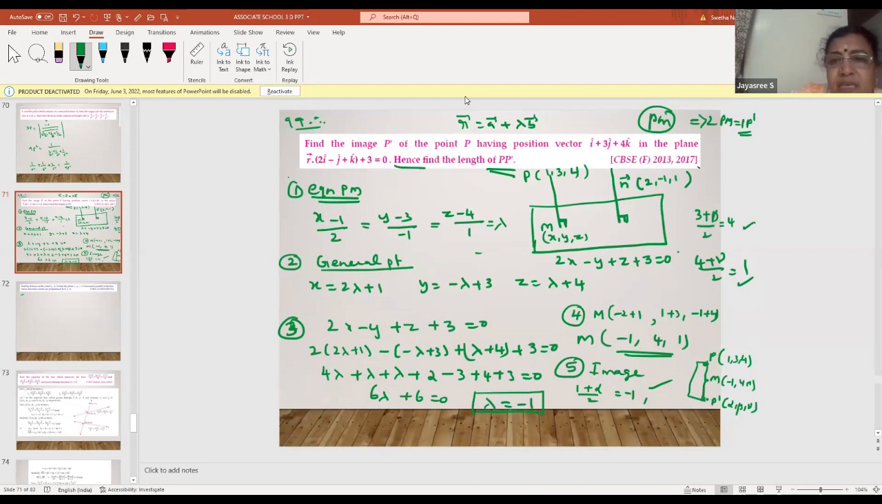But the word "hence" is given. So when "hence" is given, after finding the image only, they can find it using the 11th standard distance formula. If the word "hence" is not there, then they can do it directly using PM. Here we can't do it because the word "hence" is there. So the PP dash length, they have to find it using the 11th standard distance formula. So this is the image question, not there in the reader, but very often comes in the examination.